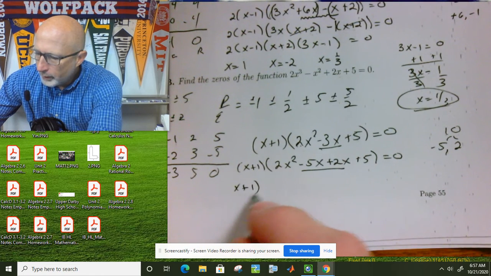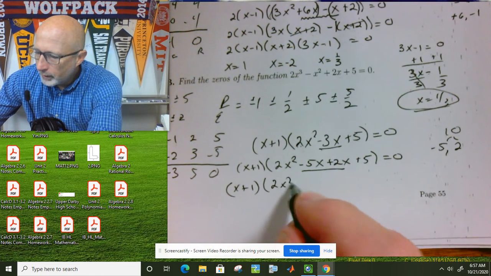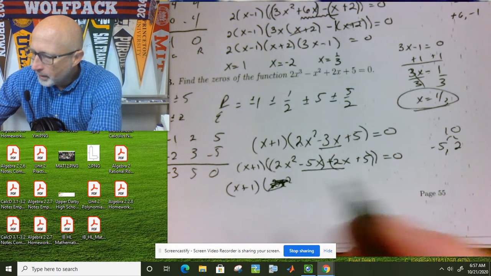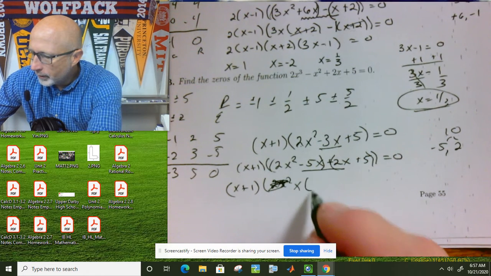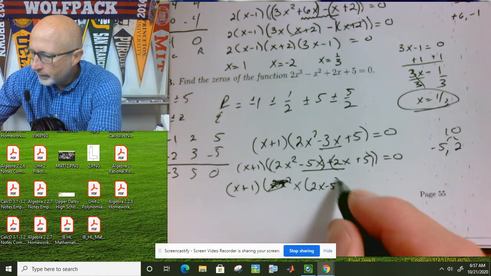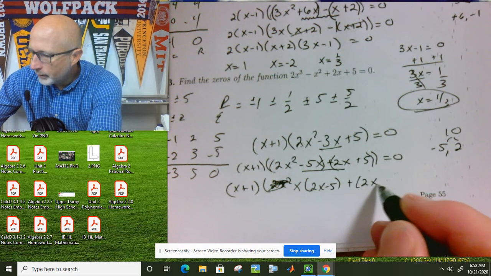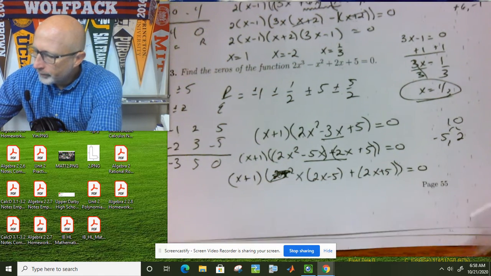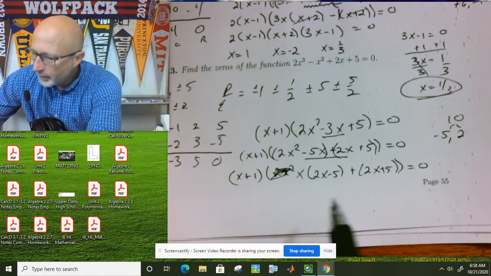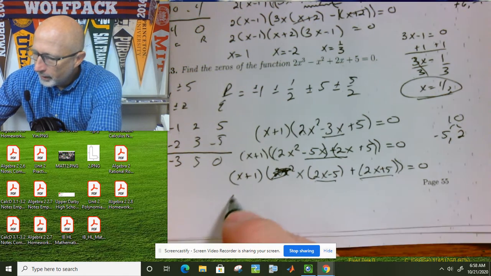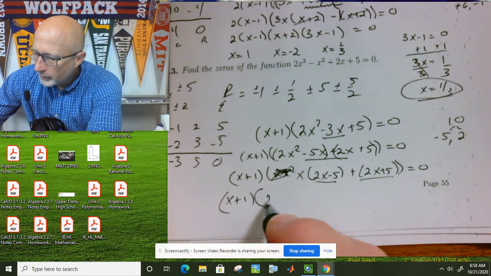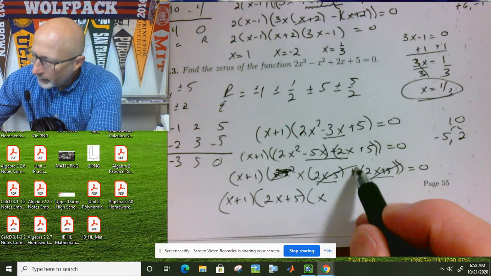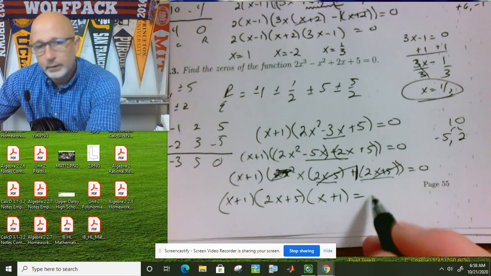So I have x plus 1, and then I have 2x squared. Oh, factor by grouping, I'm sorry. So parentheses on those two, parentheses on those two. So you can factor an x out of both of those, and you're left with 2x minus 5, and then plus, there it is, 2x plus 5. Close parentheses equals 0. Factor 2x plus 5 out of this one and this one. The x plus 1 is still there. So I have 2x plus 5 times x. So that goes away, that goes away. There's a 1 there. So plus 1 is equal to 0.